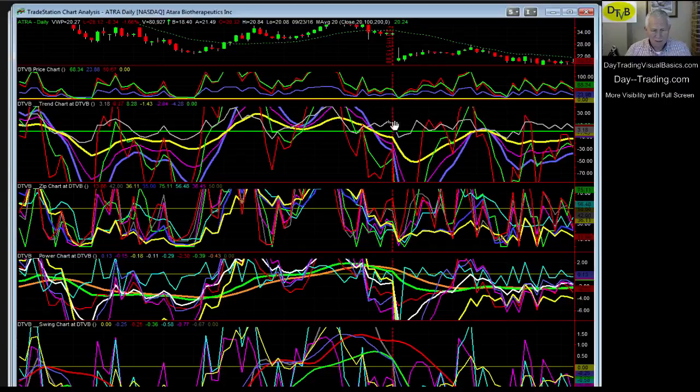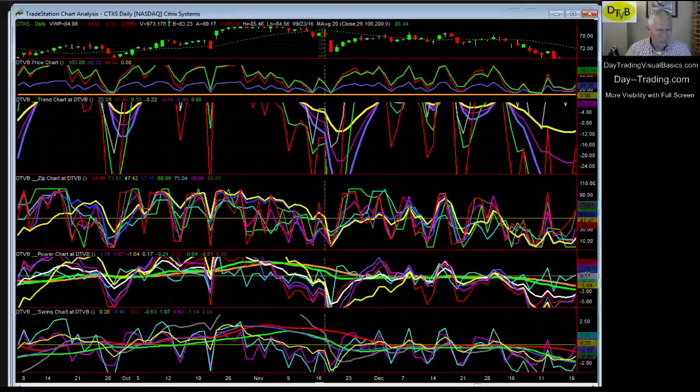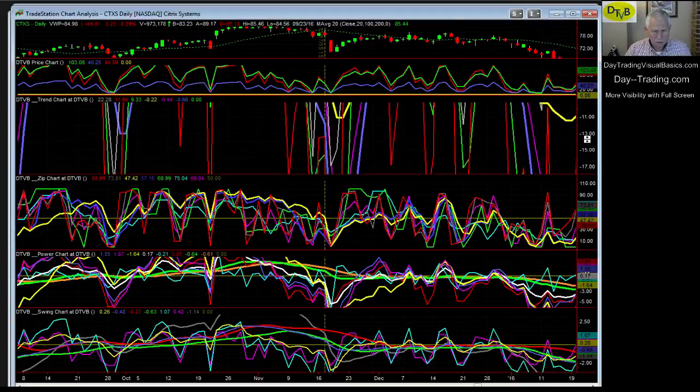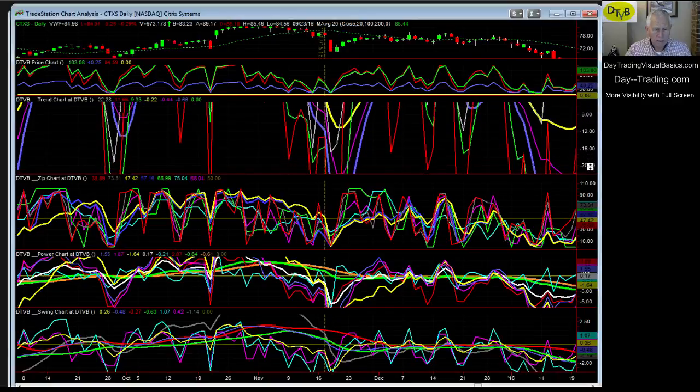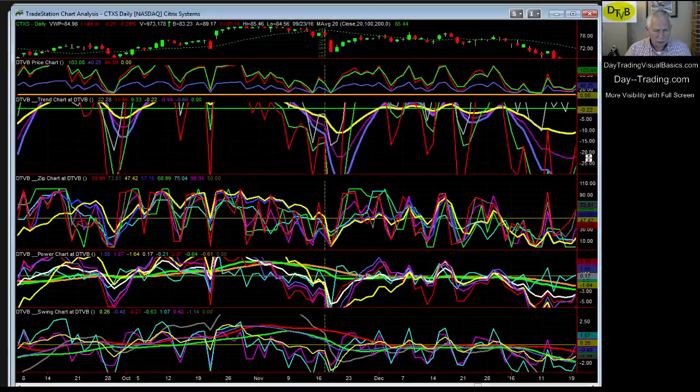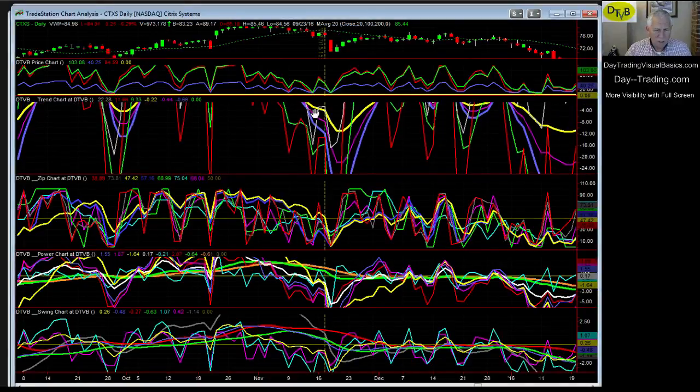That being said, the next example is CTXS. In this example, we have the same thing. I'm going to move this up a little bit so that you see we have low angles up, but trend red and trend green are both up, and the trio is all down and under zero.